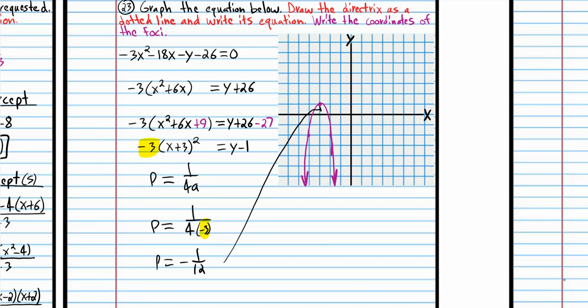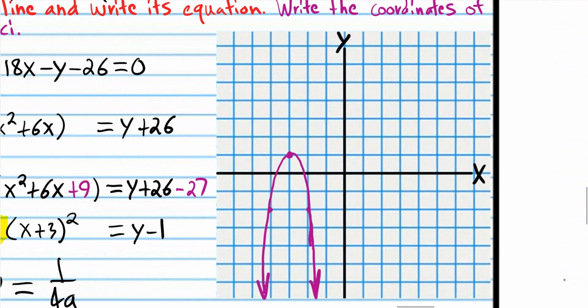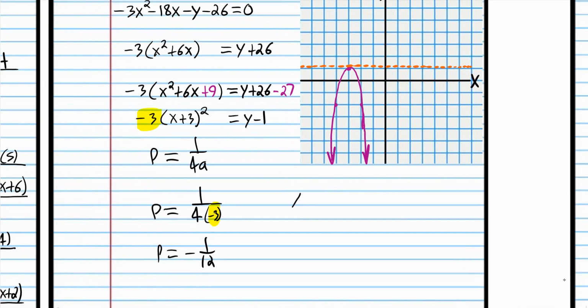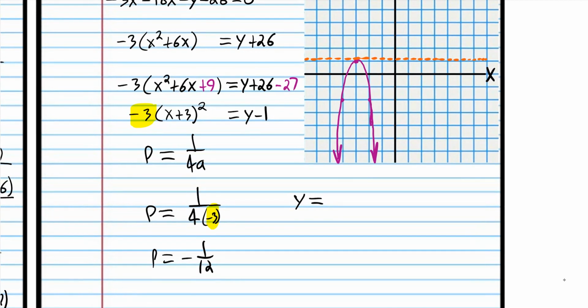So now we can draw our directrix. It's going to be so close to the vertex that we'll barely be able to tell that it's apart. And the equation of the directrix is y is equal to the y value of the vertex, which is 1, but we're going to add 1/12 to go a little bit higher than that. So the equation is y equals 1 and 1/12.